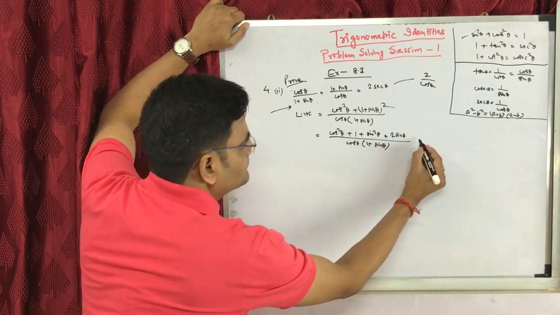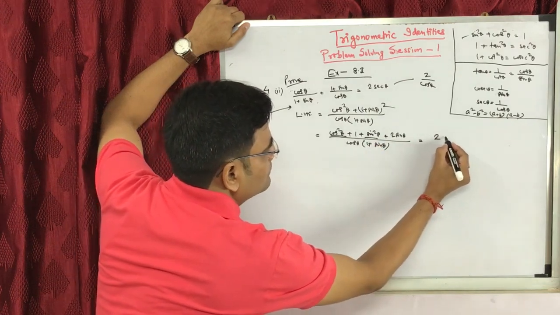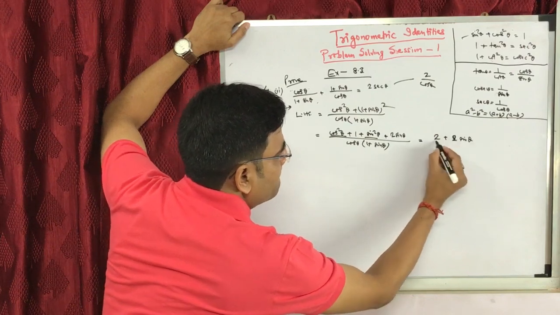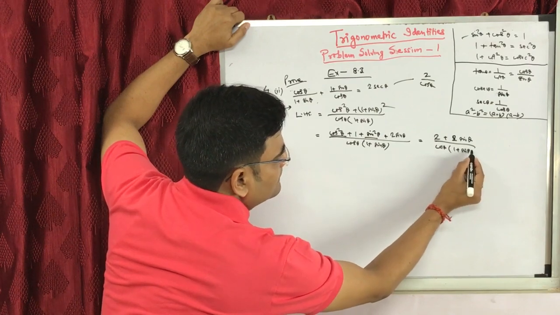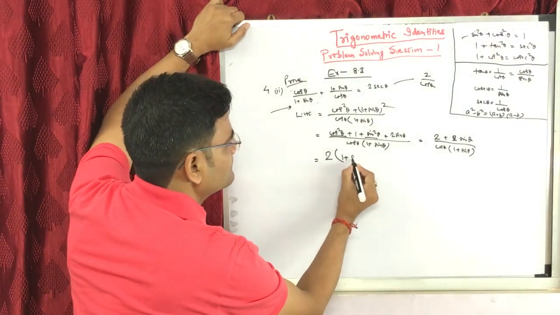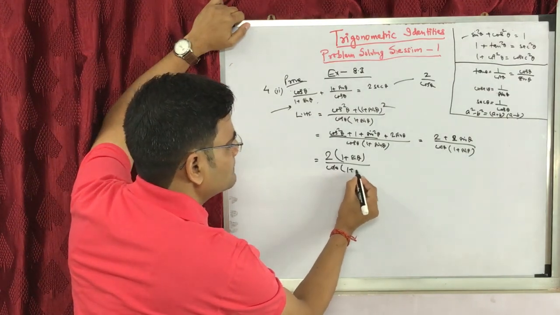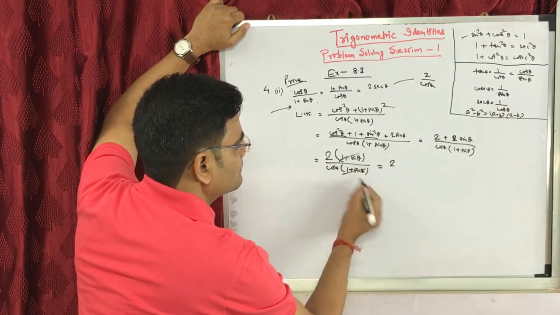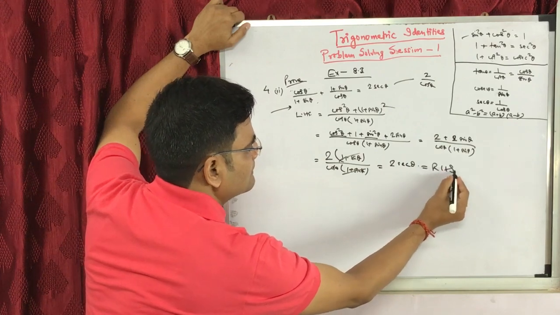Correct? Now cos square plus sin square is 1, so this becomes 2 plus 2 sin theta by cos theta into 1 plus sin theta. Take 2 common and see the magic happens. Cos theta into 1 plus sin theta. We are done. 2 by cos moves up, becomes sec theta. That's RHS.